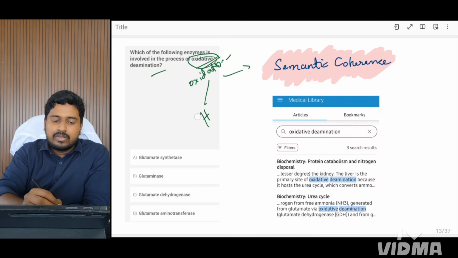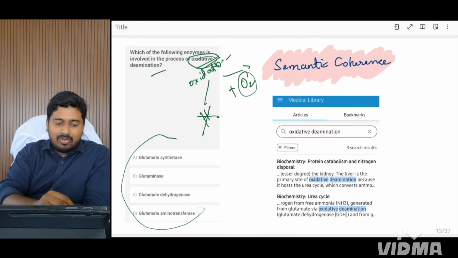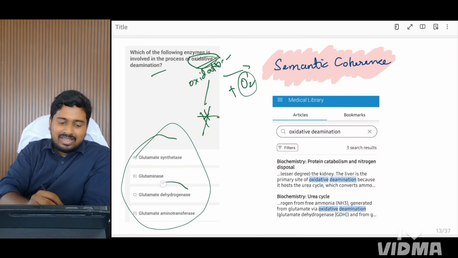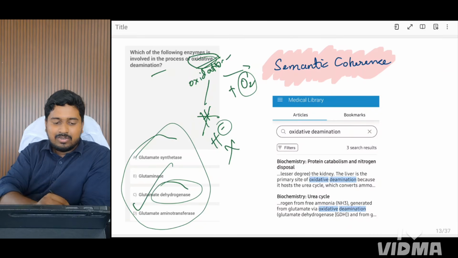Oxidation means either you lose hydrogen ions or you add oxygen ions. Okay. So in all these options, what is one thing which is common? Dehydrogenase. What is the meaning of dehydrogenase? It means you lose hydrogen ions. So this becomes the answer.